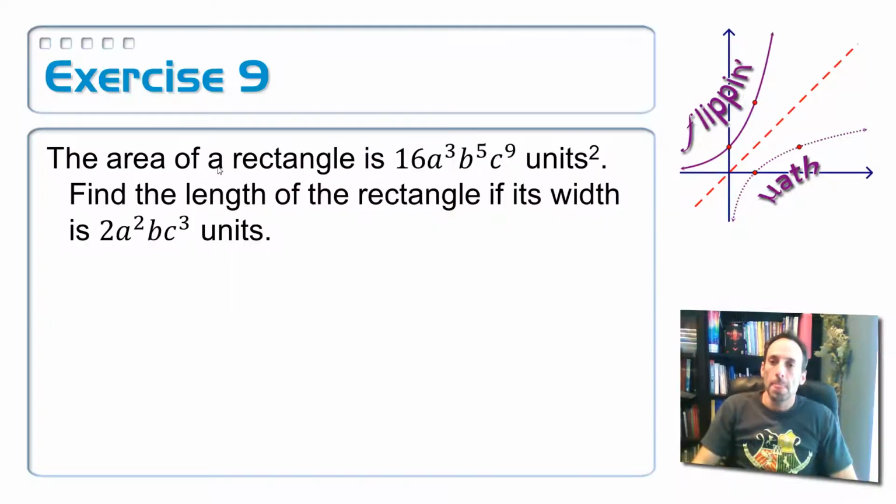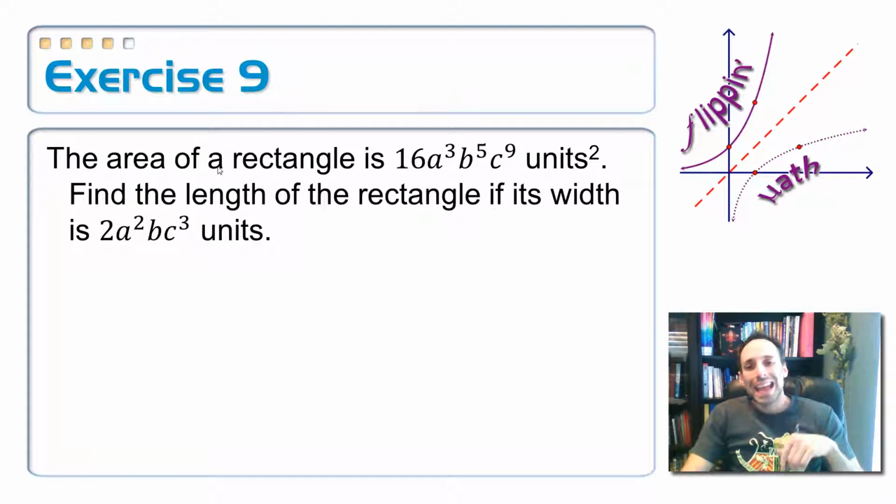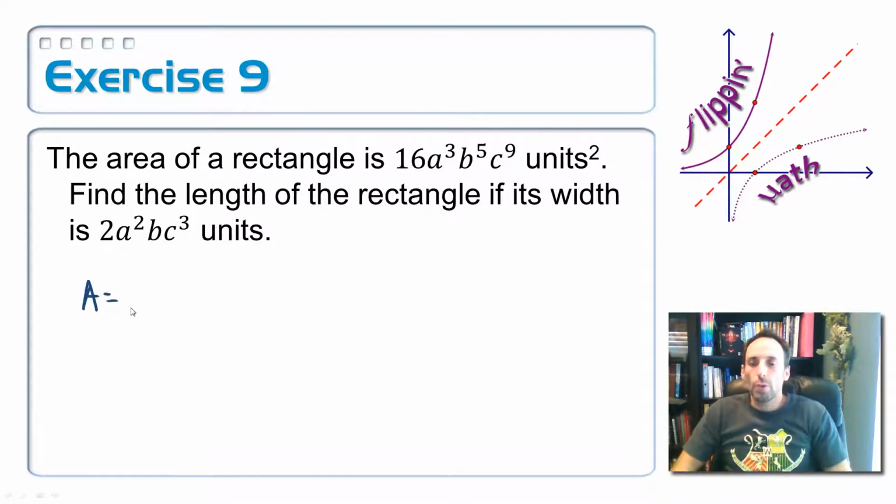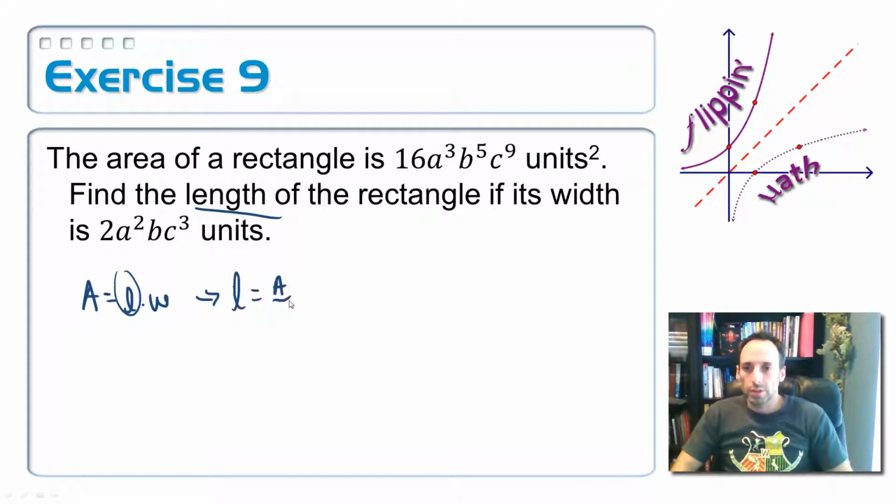Okay, so the next exercise: the area of a rectangle is 16a cubed b to the 5th c to the 9th unit squared. Find the length of the rectangle if its width is 2 times a squared b c to the 3rd units. I know the formula for the area of a rectangle is length times width. What we're trying to find here is the length. So if I solve this formula for length, I would have to divide by the width. So the length is equal to area divided by width. Now just use the expressions they gave me: 16a cubed b to the 5th c to the 9th is the area, and the width is 2a squared b c cubed.